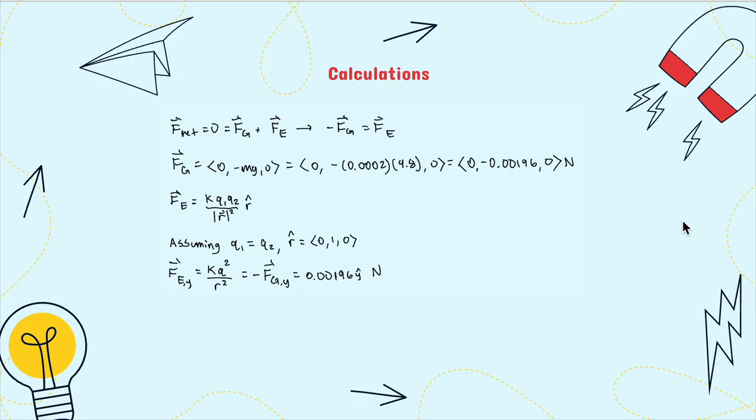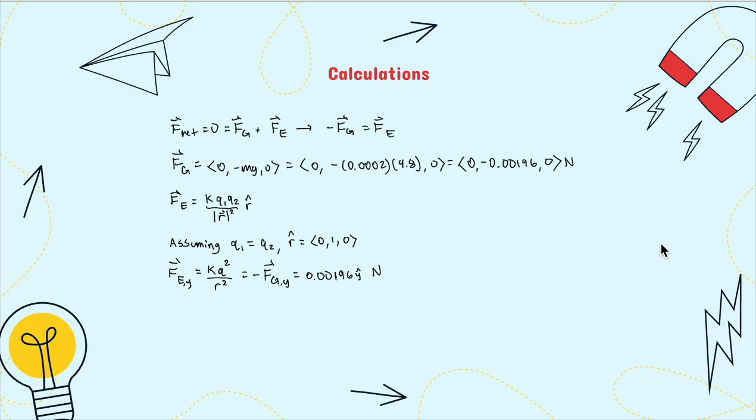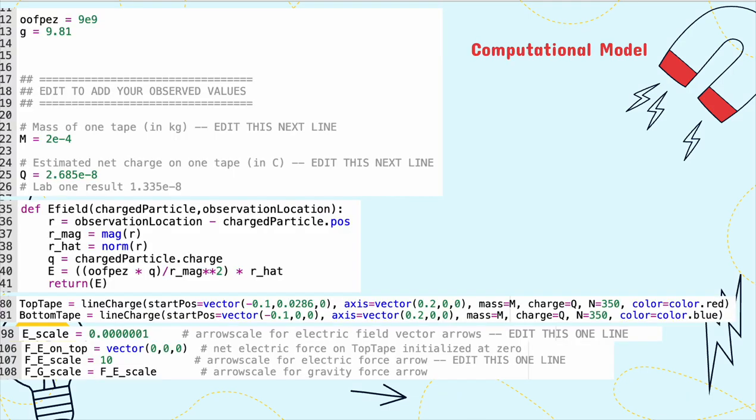For the calculations, we make some key assumptions that the charges are still equal in this case for the top tape and bottom tape. We also negate air resistance in our force balances. But this is the same as part 1, where overall the electric force is just going to completely balance out the gravitational force and be 0.00196 newtons in this case.